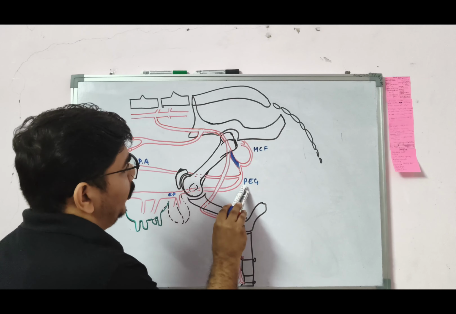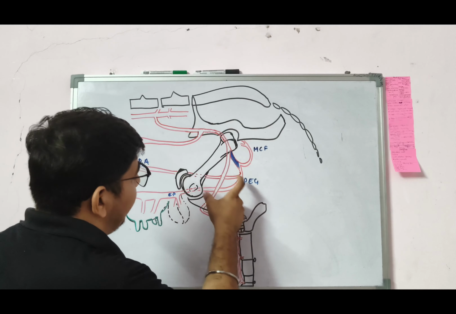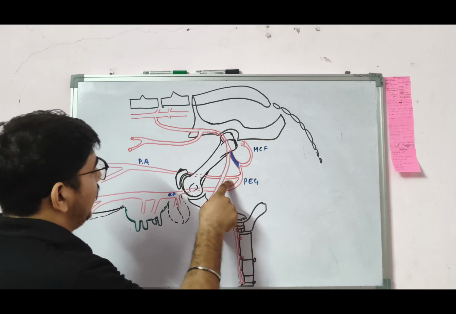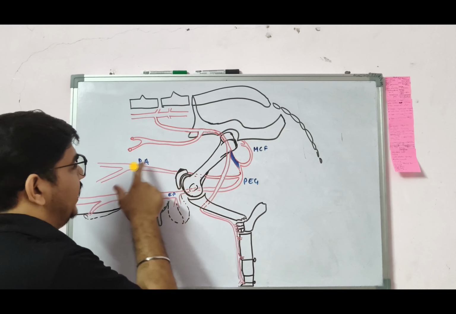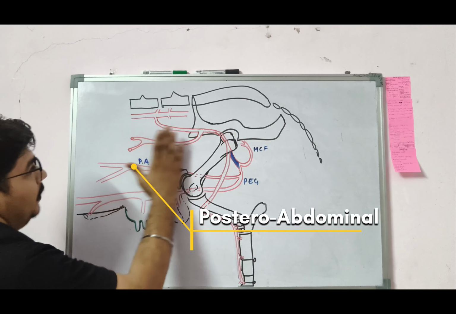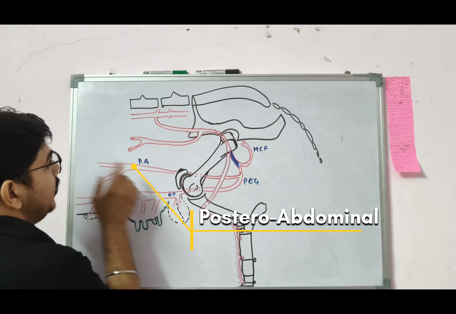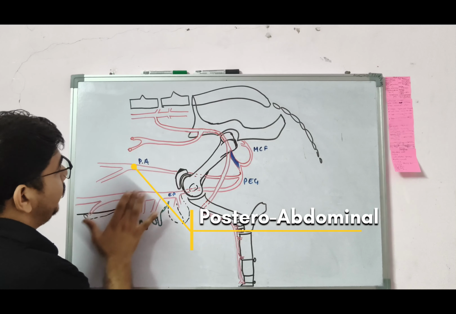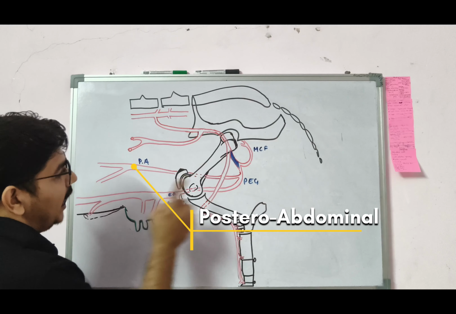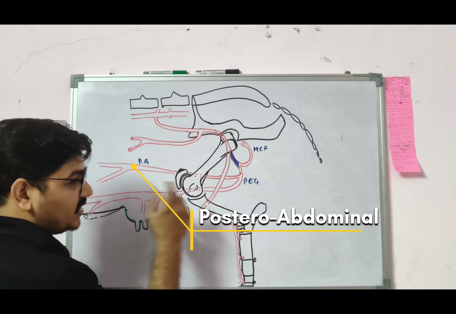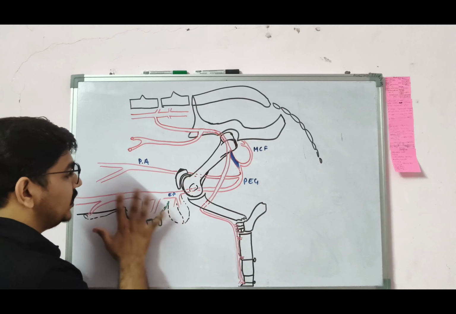Now the pudendal epigastric, it bifurcates and gives two branches. The first branch is posterior abdominis, and as the name suggests it gives supply to the posterior part of the abdomen, because here is the abdominal cavity and here is the pelvic cavity. And the other branch is external pudendal, which gives supply to the genital organs.